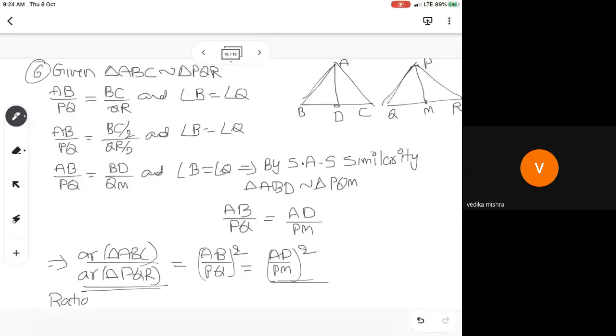Okay? Is it clear? Yes, sir. Not only AD by PM, if you take BE as one median and QN as another median, even BE by QN also you are going to get. The same way how we have proved that one, this one also you can prove in a similar way. Is it clear to you? Did you understand?